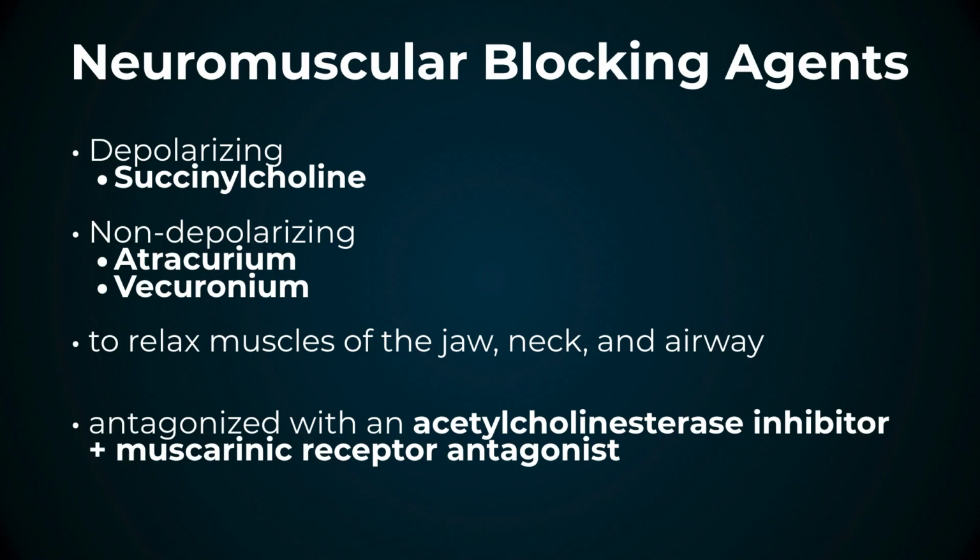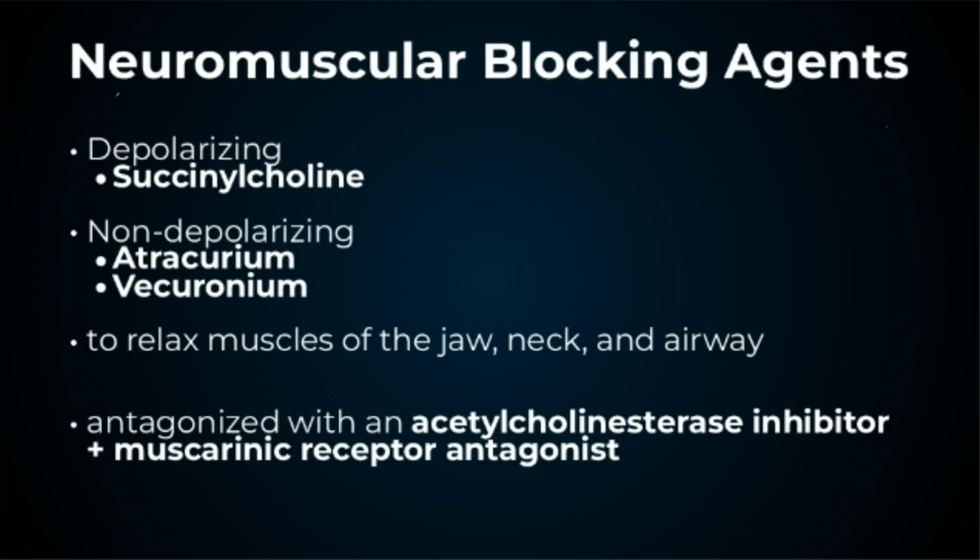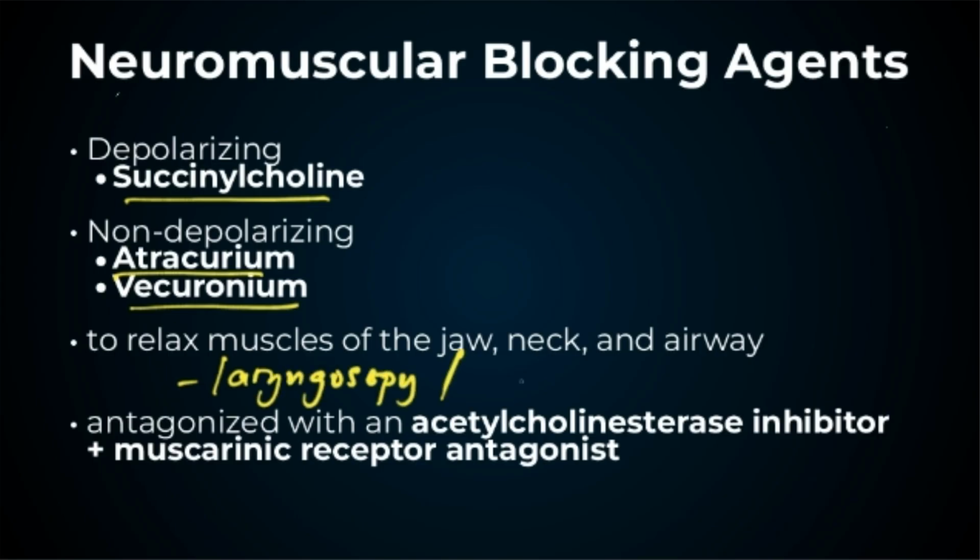And we also have neuromuscular blocking agents. So we have the depolarizing, for example, the succinylcholine, and non-depolarizing muscle relaxants. We have the atracurium and vecuronium. These muscle relaxants are often administered during the induction of anesthesia to relax the muscles of the jaw, the neck, and the airway. So this helps the anesthesiologist do laryngoscopy or endotracheal intubation much easier because the muscles of the jaw, the neck, and the airway are relaxed. So it is much easier to insert the tube.